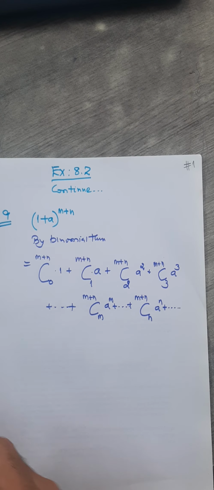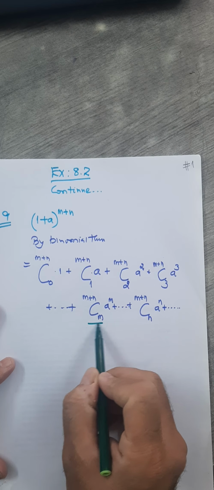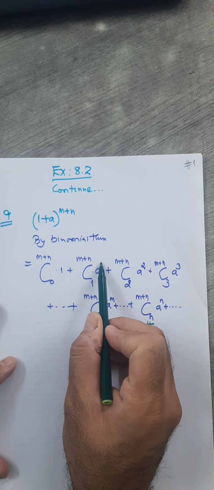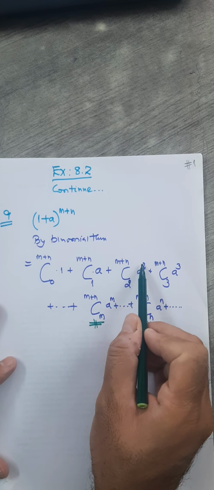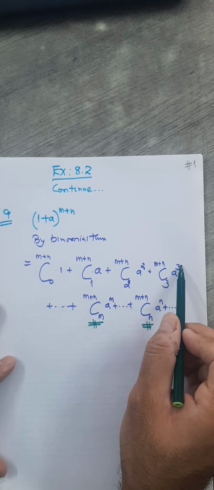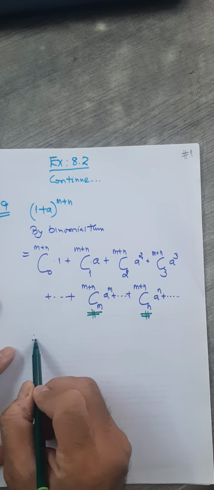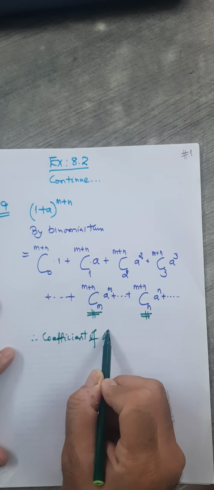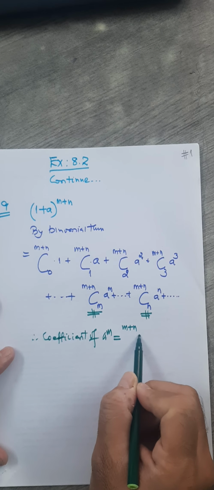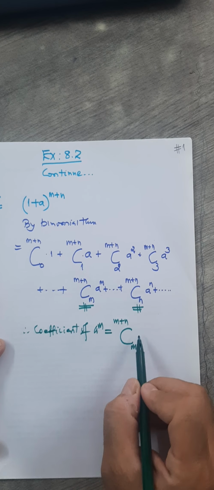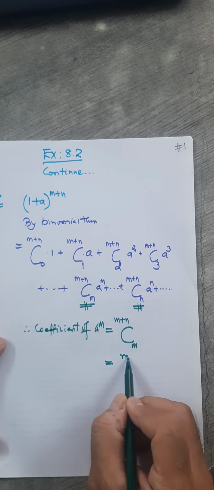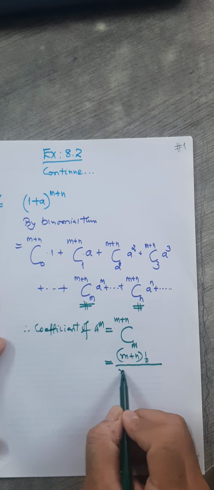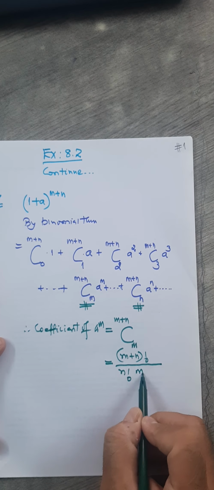Now you want the coefficient of a^m, which is this, and the coefficient of a^n, which is this. By observation also you can write the coefficient of a^1 is this. If you have a square, then here you have 2. If you have a cube, you have 3 here. So therefore, coefficient of a^m equals (m+n)Cm. Use that nCr formula. So (m+n) factorial upon this minus this, which is n factorial into m factorial. Call this as 1.